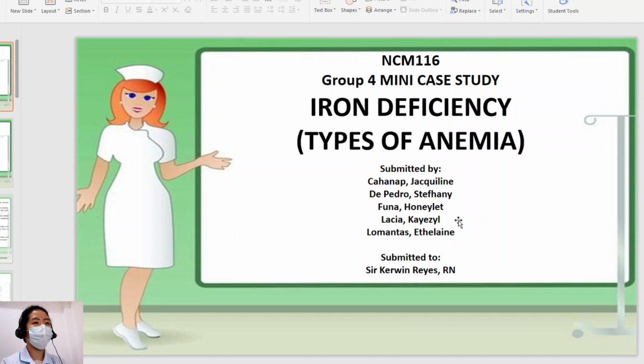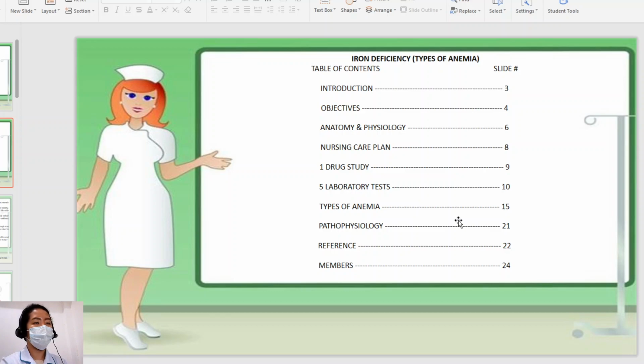Okay, so good morning. Today I will report about iron deficiency and the types of anemia. This is the table of contents. We do have introduction, objectives, anatomy and physiology, nursing care plan, drug study, laboratory test, types of anemia, pathophysiology, reference and members.